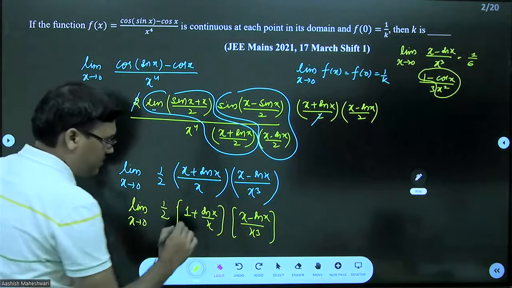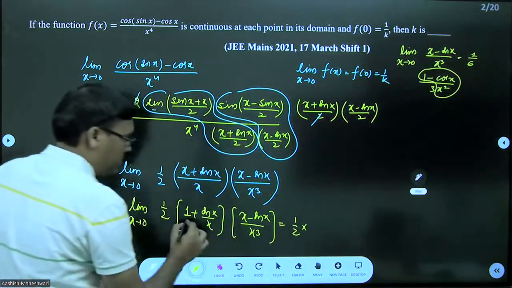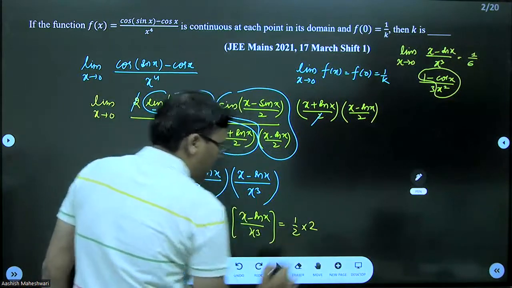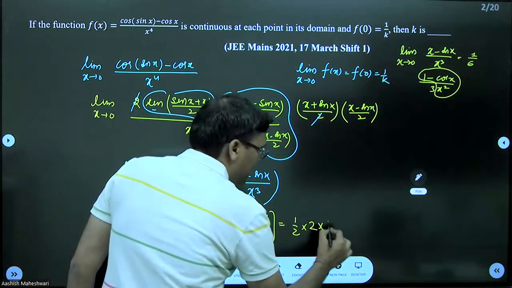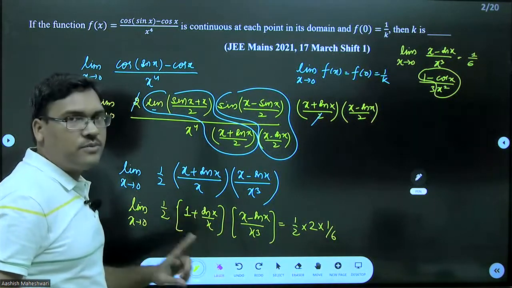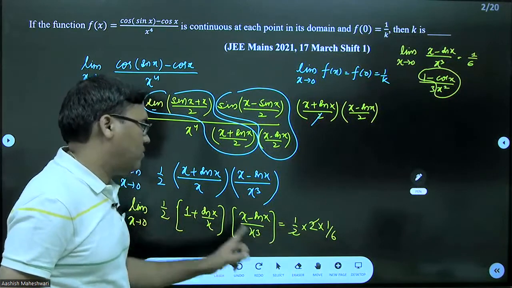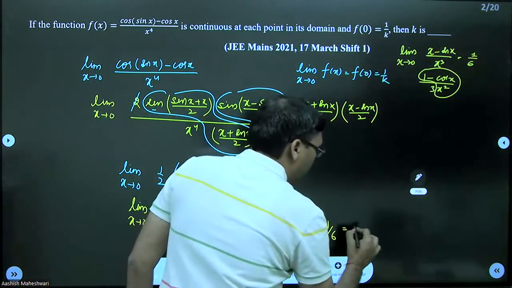And now you see, as x approaches 0, this is 1 by 2 into, this is 1 plus 1, that is 2. And what is this? This is 1 by 6. I hope this is clear. Sin x upon x, as x approaches 0, this is 1. So this is 2, and this 2 and 2 will be cancelled. So what is the final answer? This is equal to 1/6.